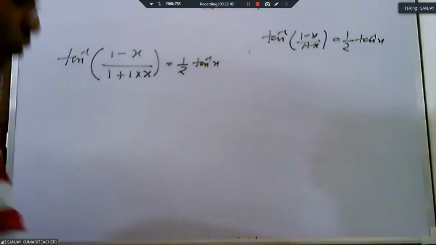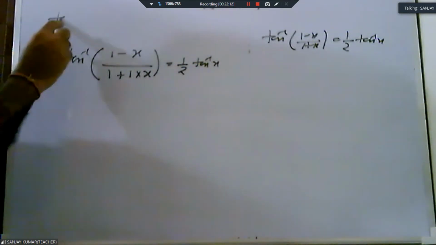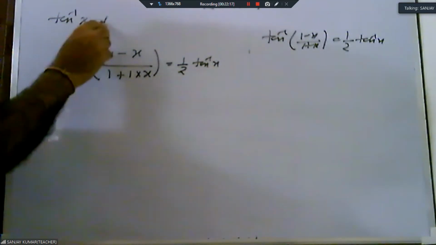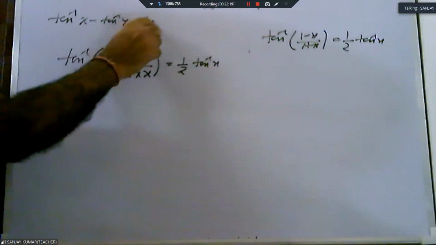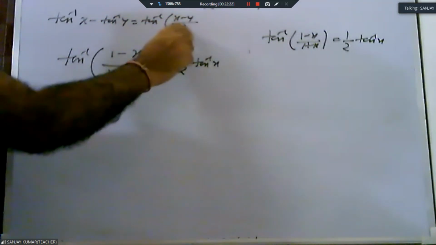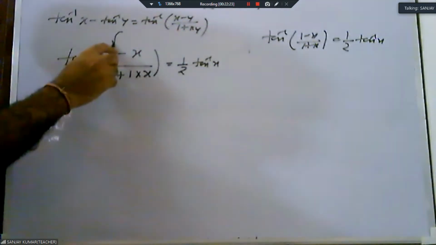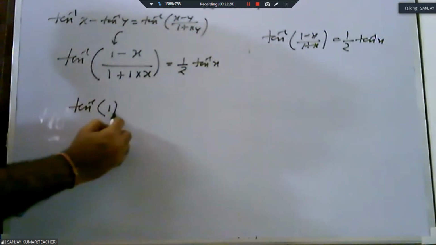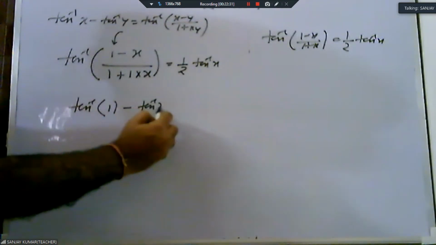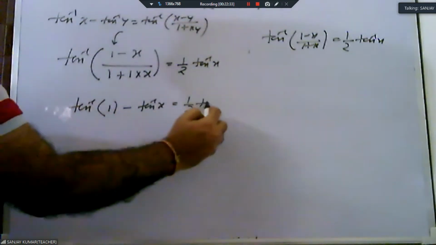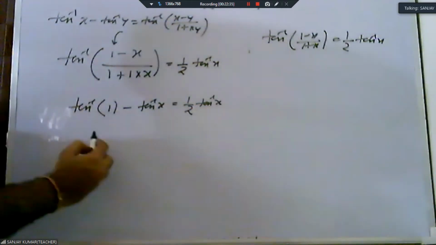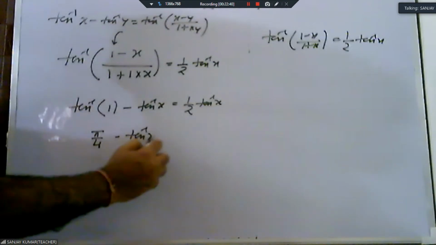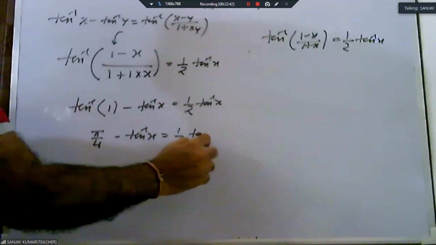So what we have here now is the formula. We have the formula of tan inverse x minus tan inverse y, that is tan inverse of x minus y upon 1 plus xy. If you compare with this, this is tan inverse 1 minus tan inverse x equals half of tan inverse x. Now tan inverse 1 is what? That is pi by 4. This is also a solution of this question, that is half of tan inverse x.